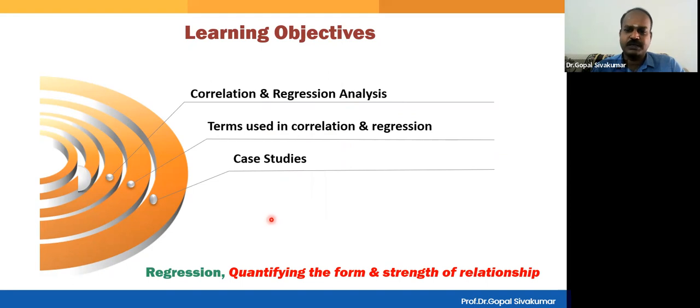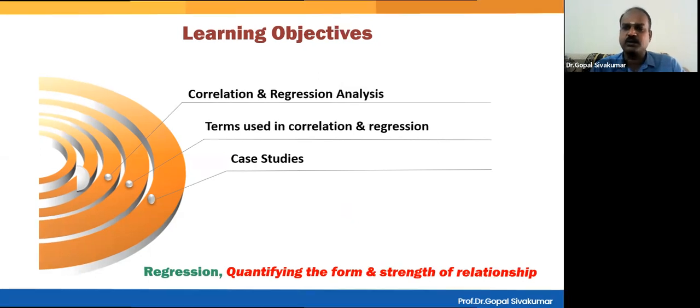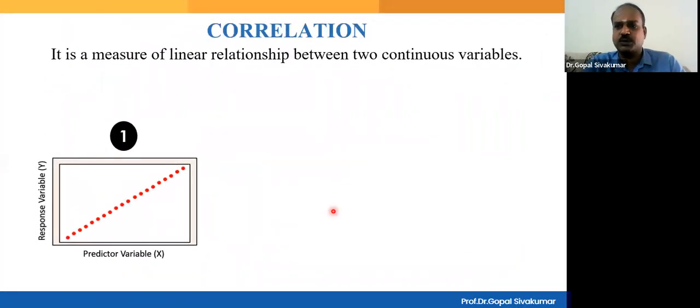So regression is actually a tool that will help us to quantify the form of relationship and strength of relationship. If there are two variables x and y, when I plot them in a graph sheet, whether the curve is going to be linear or curvilinear, and how strong is the relationship between x and y. When I change the x, what will happen to the y, and what is the influence of the x variable on the y variable. These are all the questions we will be able to get answered by doing correlation and regression analysis. First, let us start with correlation analysis.